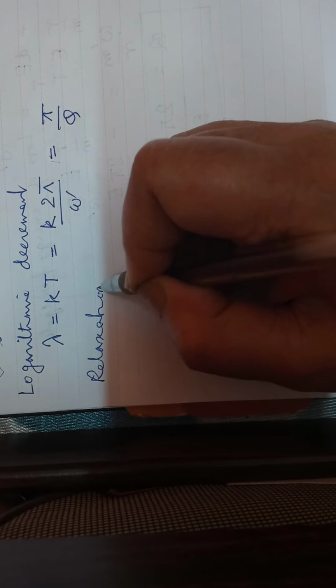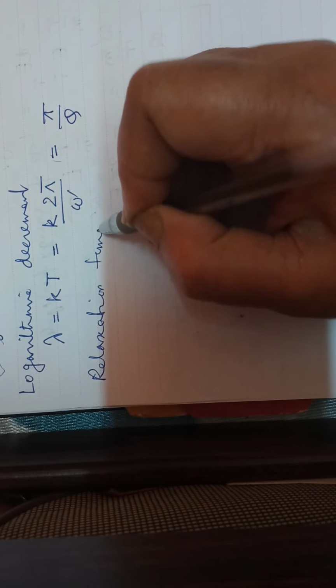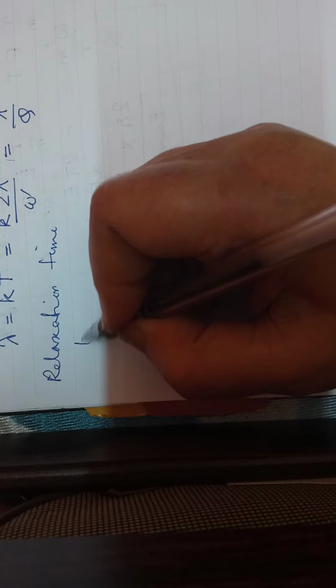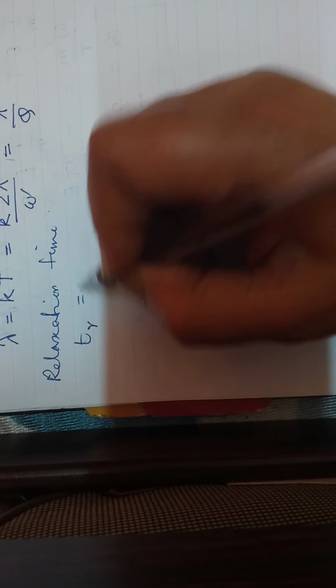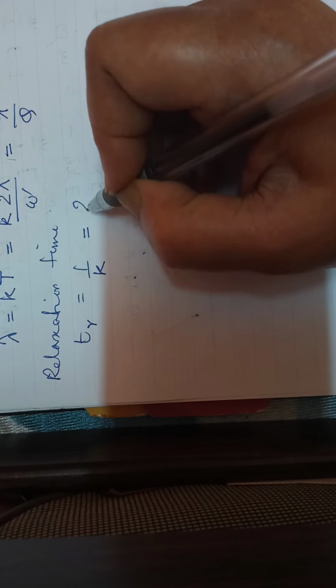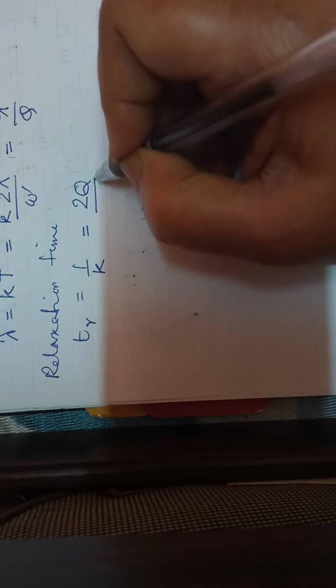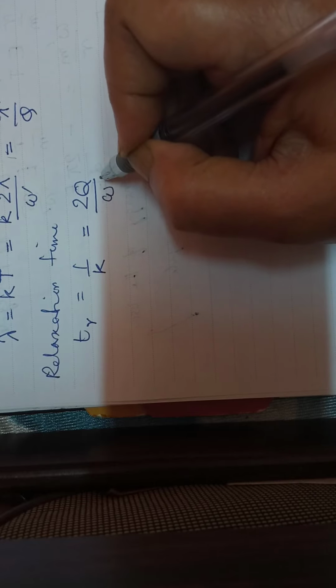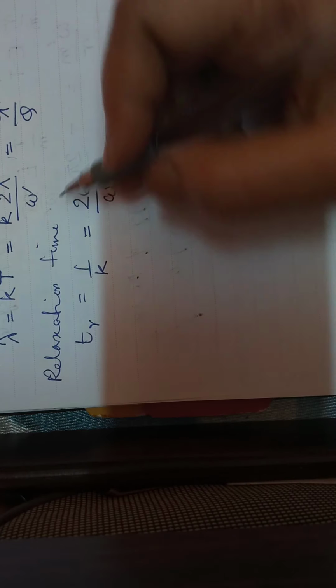How do you correlate relaxation time with Q? Well, the relaxation time TR is equal to 1 by k, which is equal to 2Q by omega prime. Okay, alright. So this is how you correlate the relaxation time with Q.